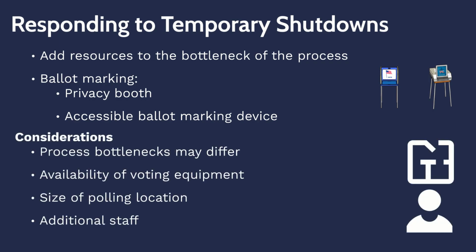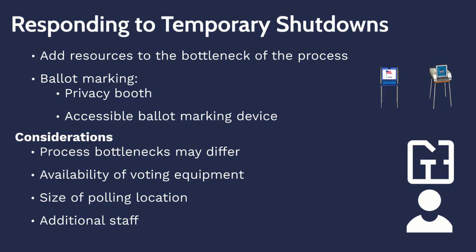One limitation of this work is that if your voting process significantly differs and the process bottleneck is not ballot marking, a different piece of equipment may be required to reduce delays. Additional limitations to the strategy are the availability of spare voting equipment and the physical size of the polling location. In some cases, additional voting equipment may not be available or must be relocated from a less busy polling location.